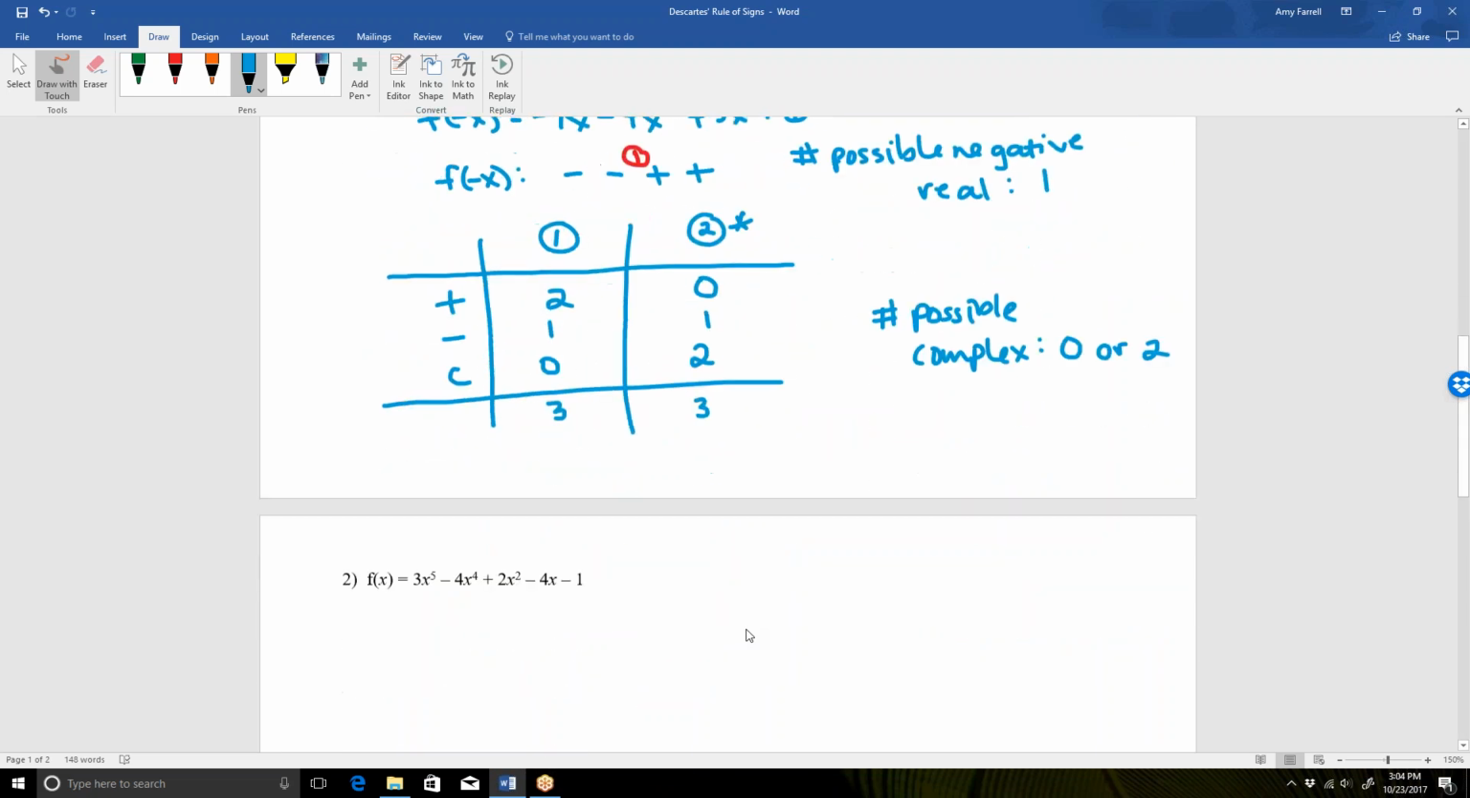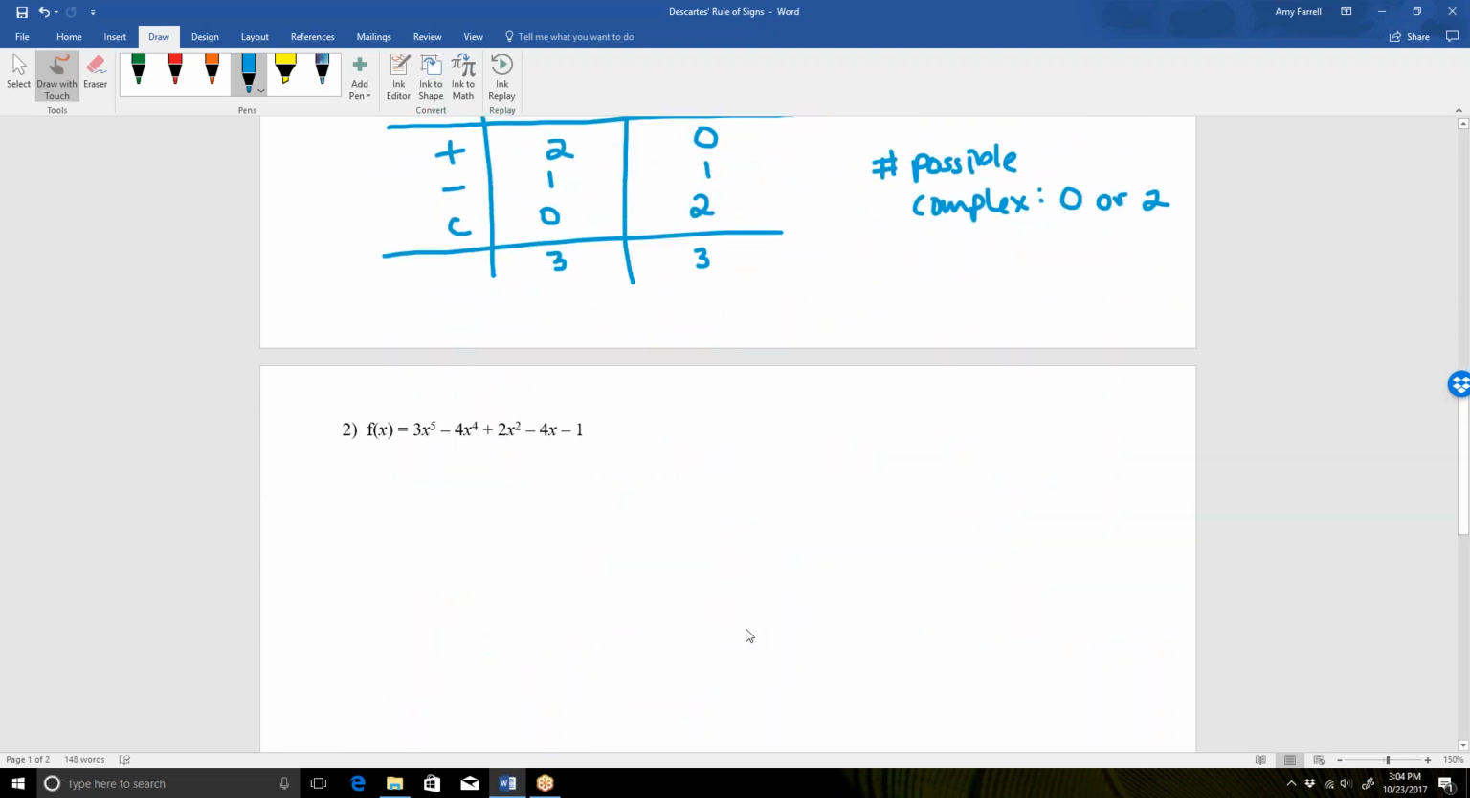Okay, let's look at another one. I'm going to start by looking at the signs of the terms in f of x. Got a positive 3x to the fifth, a negative 4x to the fourth, a positive 2x squared, negative 4x, negative 1. Now notice that I'm missing a term. I do not have an x cubed term, but the rule still works as long as the number term is non-zero. So we can have a missing term, and that's not a problem.